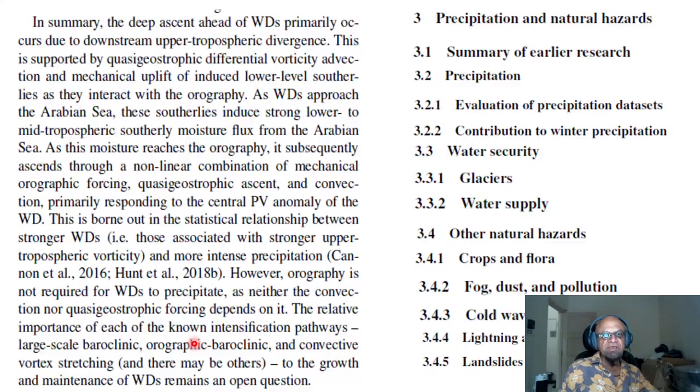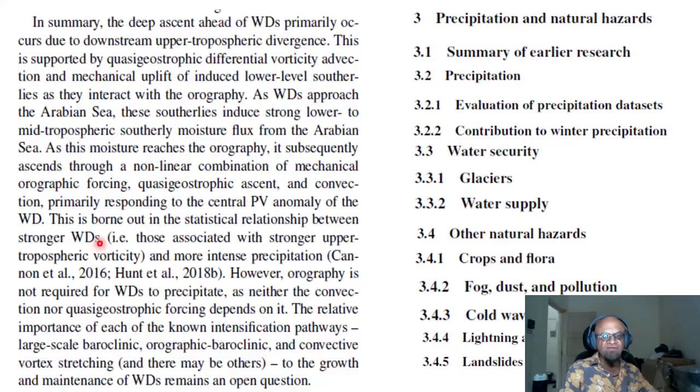As WDs approach the Arabian Sea, these southerlies induce strong lower to mid tropospheric southerly moisture flux from the Arabian Sea. As this moisture reaches the orography, it subsequently ascends through a nonlinear combination of mechanical orographic forcing, quasi-geostrophic ascent, and convection, primarily responding to central potential vorticity anomaly of the WD. If you don't know what that means, don't worry, just get a gist of it. Potential vorticity is a nice formula that is a conserved quantity that helps a lot with the dynamic analysis.